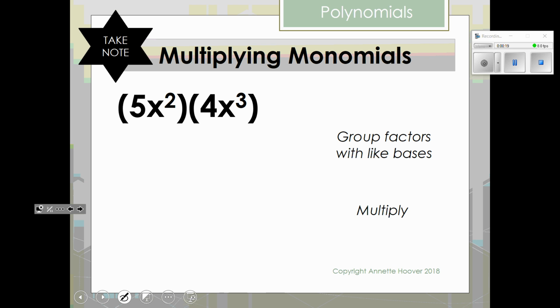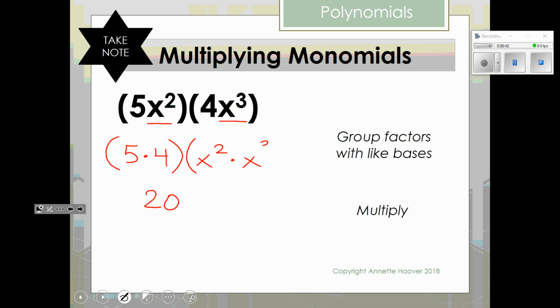We can use the commutative property to group together things that we can multiply together. So when I look up here, I know that I can multiply the 5 times the 4 and group it together. And of course, 5 times 4 is 20. We can also group together like bases. And up here we have an x squared and an x cubed, so I know that I can multiply them together.